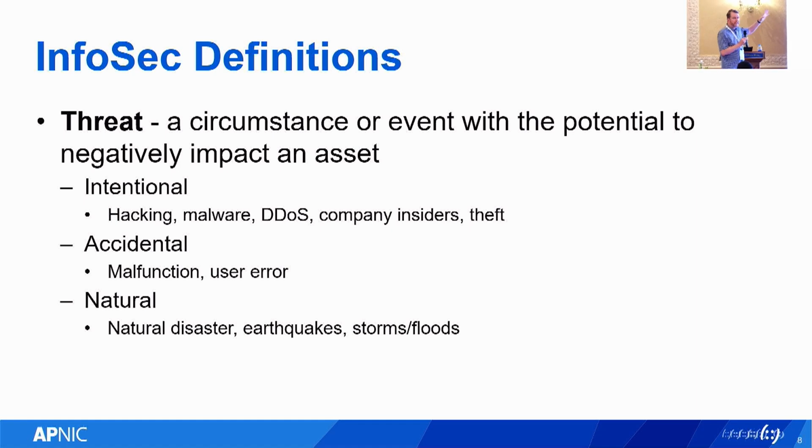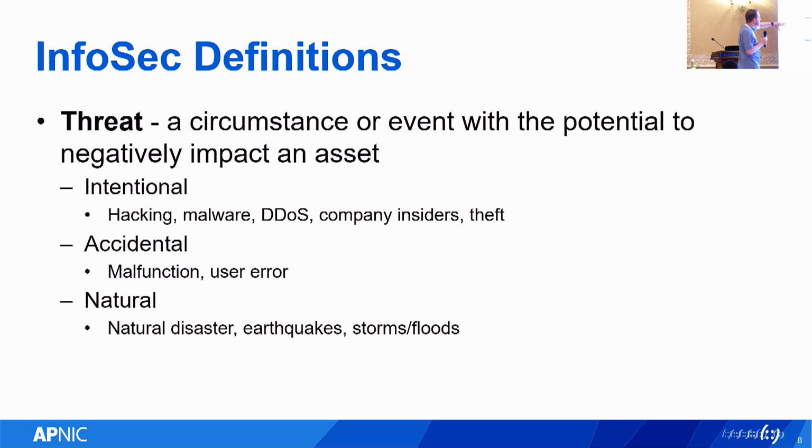Beyond the asset, we then also look at a threat. A threat is a circumstance or event with the potential to negatively impact an asset. It doesn't mean that it will. A threat doesn't mean that it is causing damage. A threat is that it could cause damage. You know, floods are a threat. But it doesn't mean we have a flood outside the door right now. It just means that it is a possibility. Maybe not so much where we are here, but it is a possibility in general.